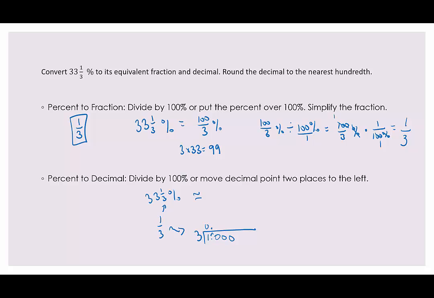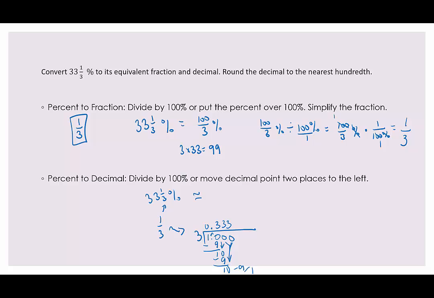3 goes into 1 0 times, 3 goes into 10 3 times, that will be a 9. 10 minus 9 is 1, bring down a 0. 3 goes into 10 3 times, 3 times 3 is 9. 10 minus 9 is 1, bring down a 0. Oh, 3 goes into 10 3 times. 3 times 3 is 9. I have 1 left over.